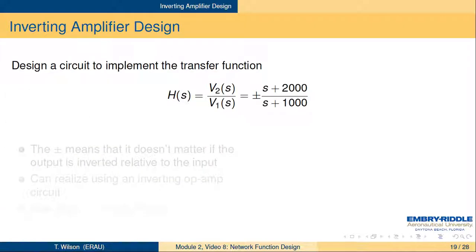Well, let's look at something different, inverting amplifier design. So here's a different network function, and here's something new. It's got a plus minus there. It says plus minus S plus 2000 over S plus 1000. What does a plus minus mean?